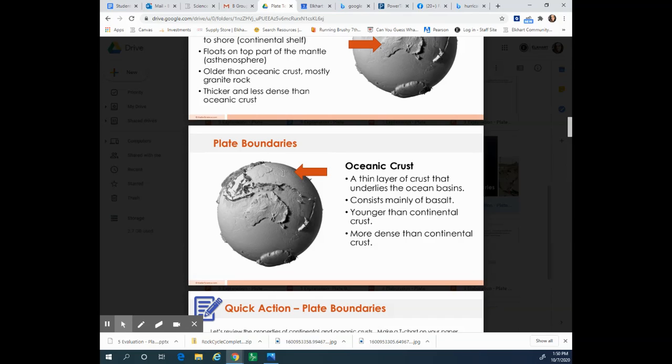Okay, it's also younger than continental crust because you have crust being created from magma and the seafloor is spreading. Therefore it has to be more dense than the continental crust, though, because it's responsible for carrying billions and billions of gallons of water.